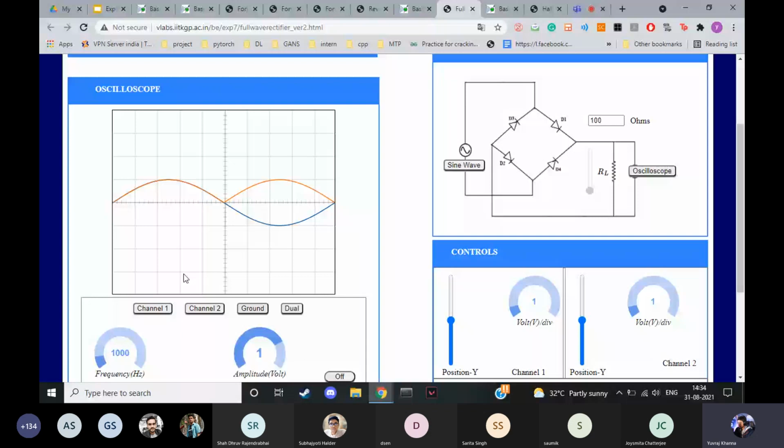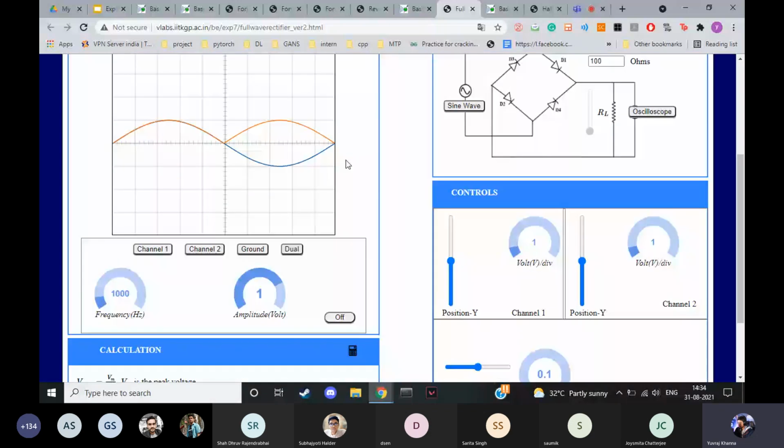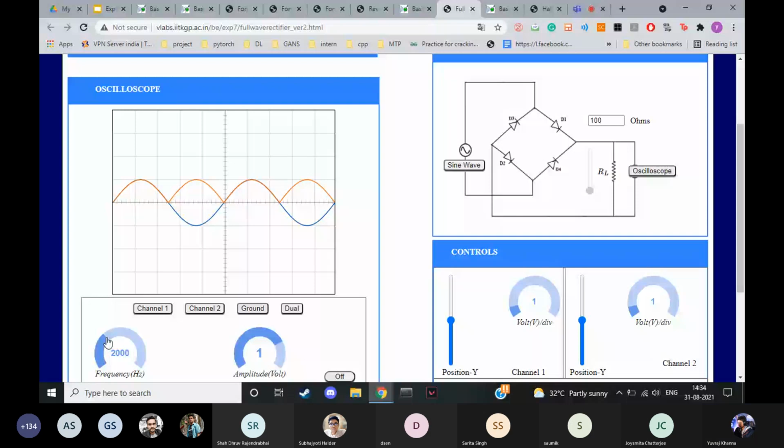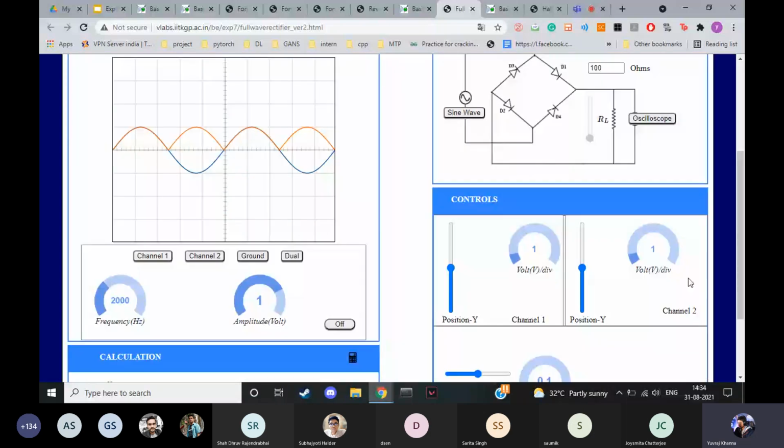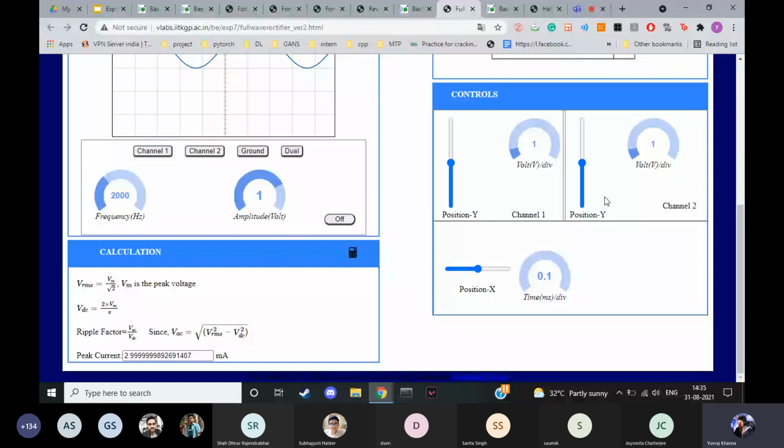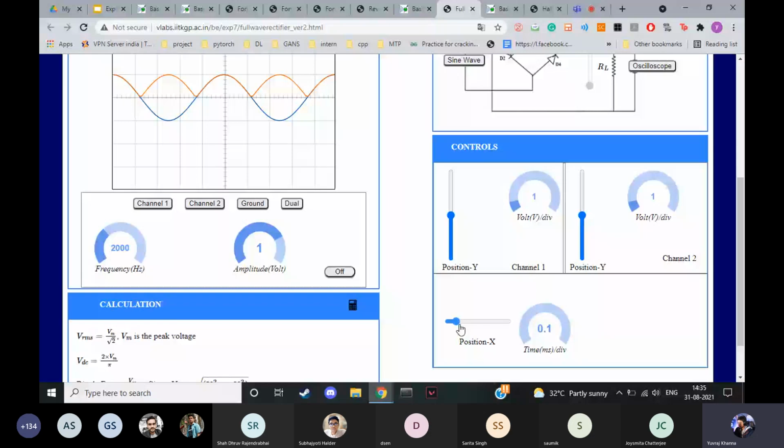Here you can change the frequency of the input waveform, and here you can change the amplitude. Now in the controls, you can change the volt per division in the position Y of channel 1, and here you can change the volt per division in channel 2 of position Y. In this you can change the DC input, same for the oscilloscope in channel 2. After that, here you can change the millisecond per division on the x-axis in position X. Same here. Okay, so this is for full wave.